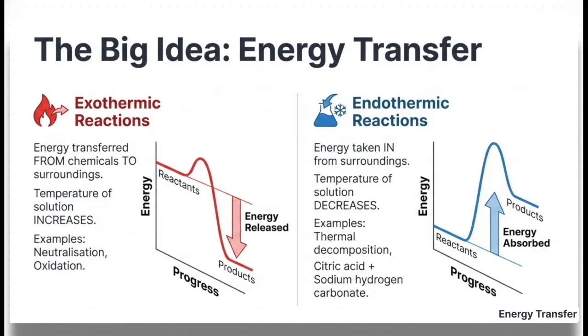Now, this is where it gets really simple. All reactions fit into one of two boxes. You've got your exothermic reactions. These are the ones that transfer energy to the surroundings, which makes things heat up. A great way to remember this is exo sounds like exit, so energy is exiting. Then you have endothermic reactions. These do the opposite. They take energy in from the surroundings, making things feel colder. Think endo sounds a bit like enter, so energy is entering the reaction.